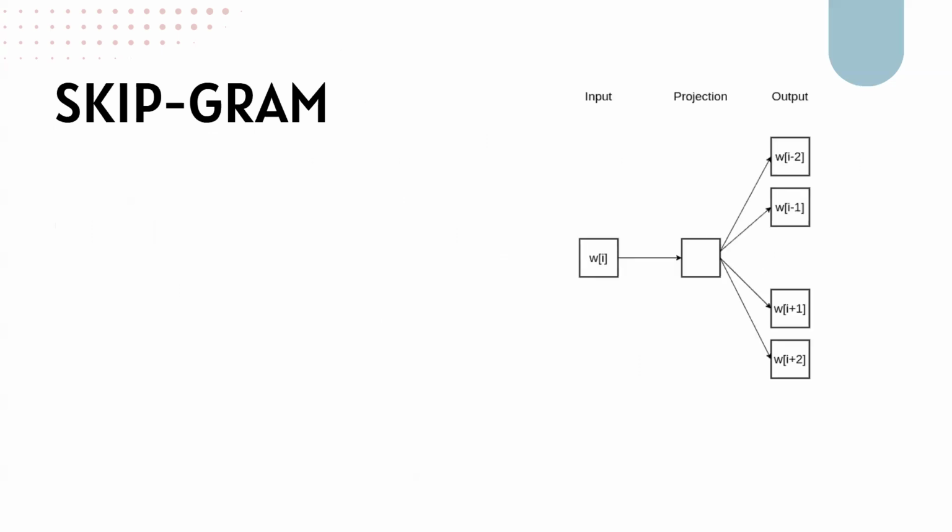Okay, there are two implementations of the word2vec technique. First is the skip-gram technique. What we do in the skip-gram is take a word of a sentence, feed it into a neural network, and then try to predict the output. These outputs are nothing but the words that are neighboring to the target word.